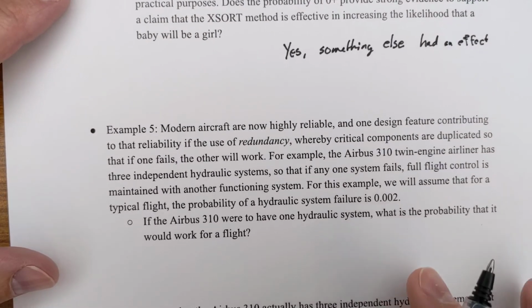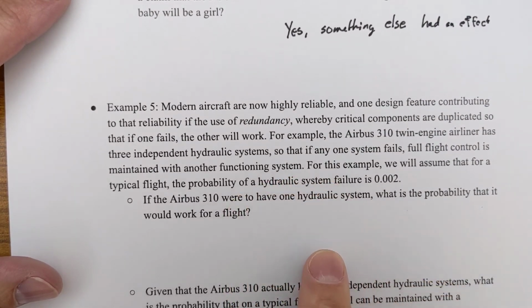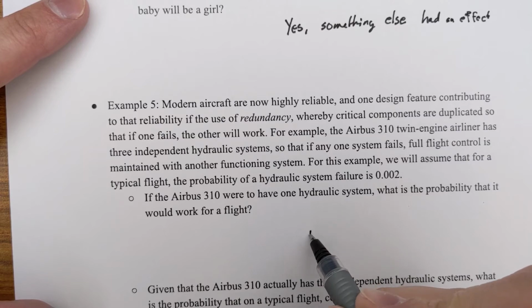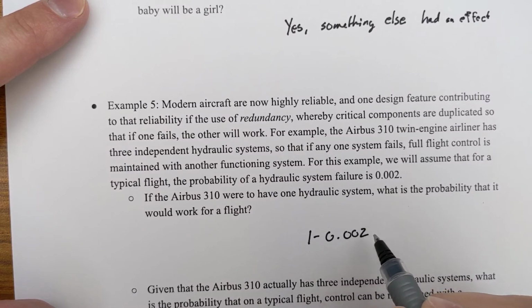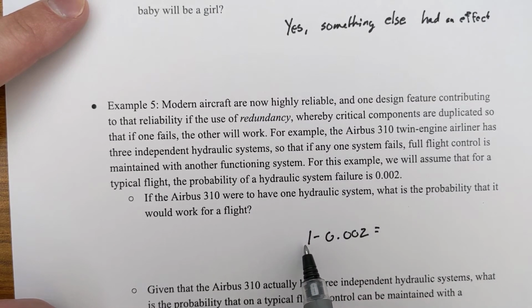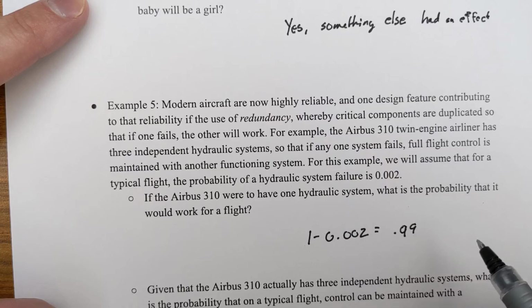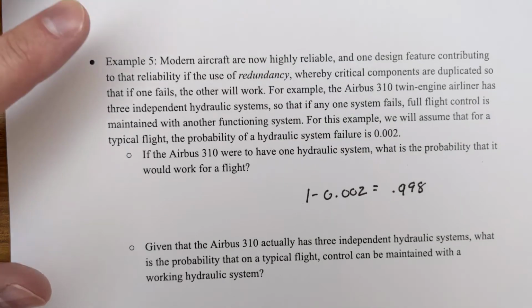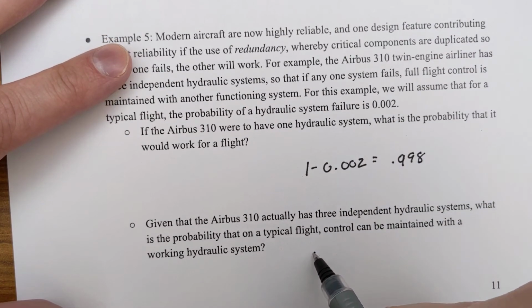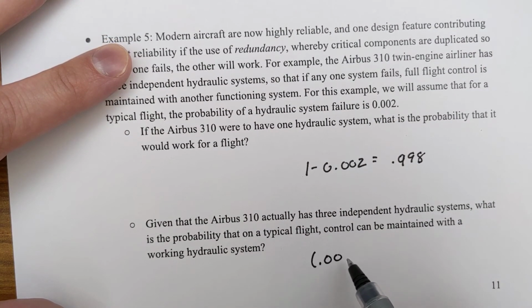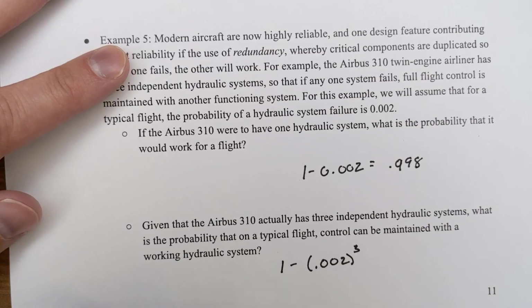Okay, and then last one. So the probability of 1 failing. So that's the likelihood it fails. So the likelihood of it working would be that. And then 3 independent systems. So what I need to do is figure out the likelihood that all 3 fail, and then subtract that from 1, because I want the opposite thing to happen.